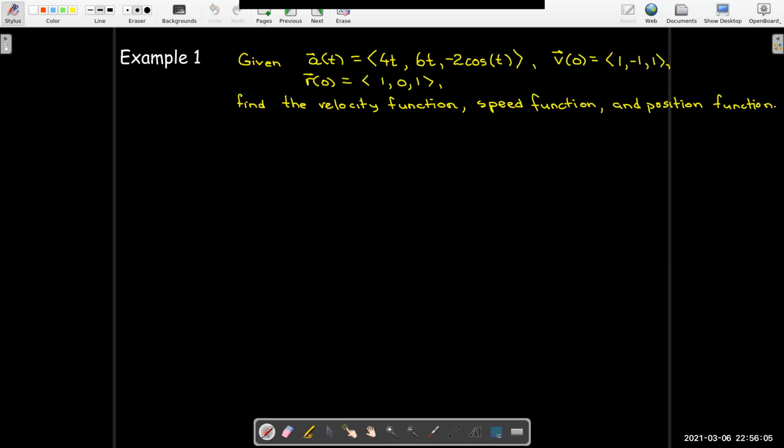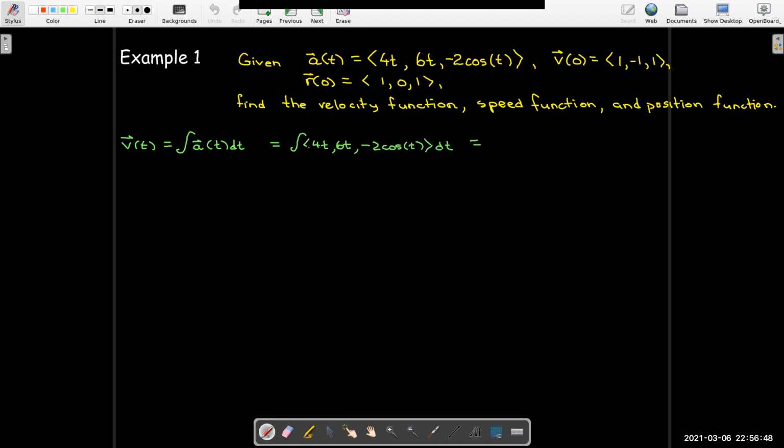So let's see if we can use that idea to solve this problem. We're given the acceleration function. We're given the velocity when time equals 0, and we're given the position at time equals 0. So we call this the initial velocity and the initial position. So we'd like to find all three functions, the velocity function, the speed function, and the position function, working backwards from the acceleration function. Well, velocity will just be the antiderivative of acceleration, even when it's a vector function.